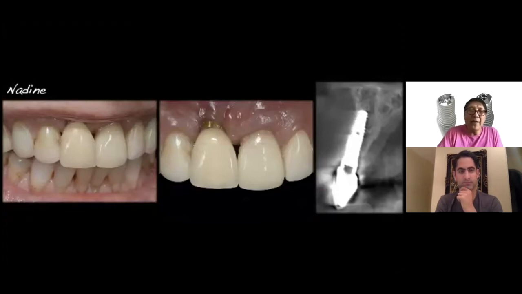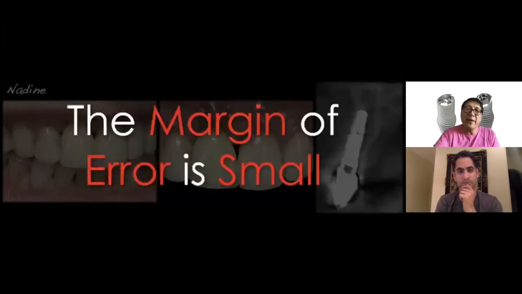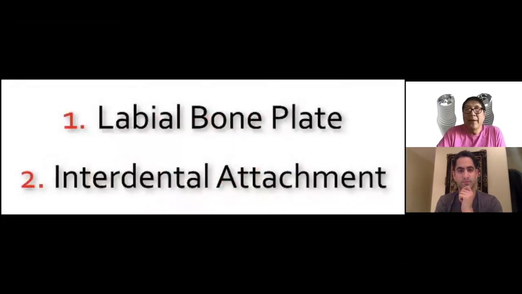And the reality is that in the aesthetic zone, the margin of error is very small. We have to be very careful because if you're a little bit off, say 0.5 millimeter too far facial, or maybe 0.5 millimeter too close to the adjacent tooth, you have the risk of losing the papilla as well. Those are the two real factors we have to contend with. So again, the labial bone plate and the interdental attachment apparatus can be compromised, and hence we can get some of these aesthetic problems. Let's talk about the first, which is really the labial bone plate.